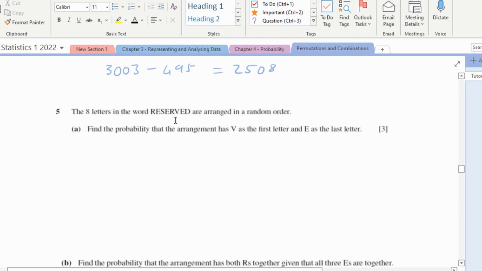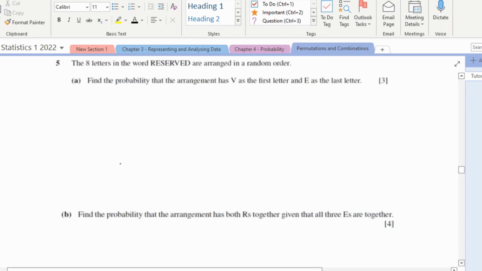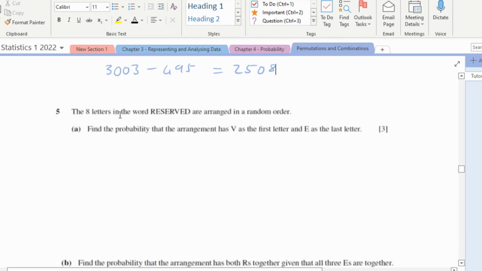The 9 letters in the word reserved are arranged in a random order. Find the probability that the arrangement has a V as the first letter and an E as the last letter. So, first step, who's got an idea? What do we need to do first? Yeah, I heard someone say it. Did you say total? Total ways. Very good. Total ways.